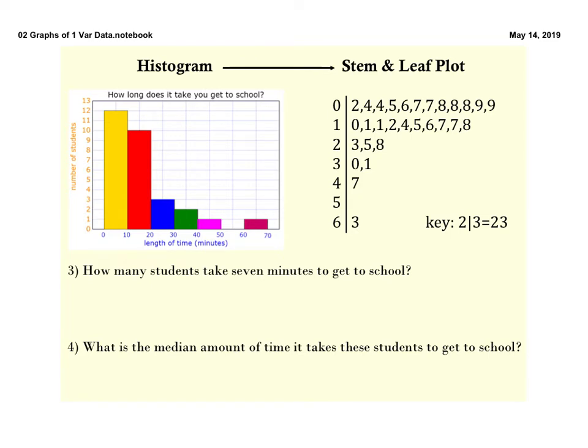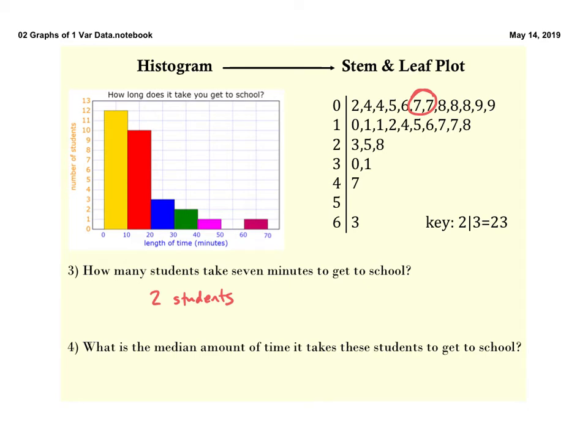So if we're looking at how many students take 7 minutes to get to school, the histogram is not very helpful for us. But if we take a look over here at the stem and leaf plot, let me change to red, we can see that there are 2 different students for which they take 7 minutes to get to school.